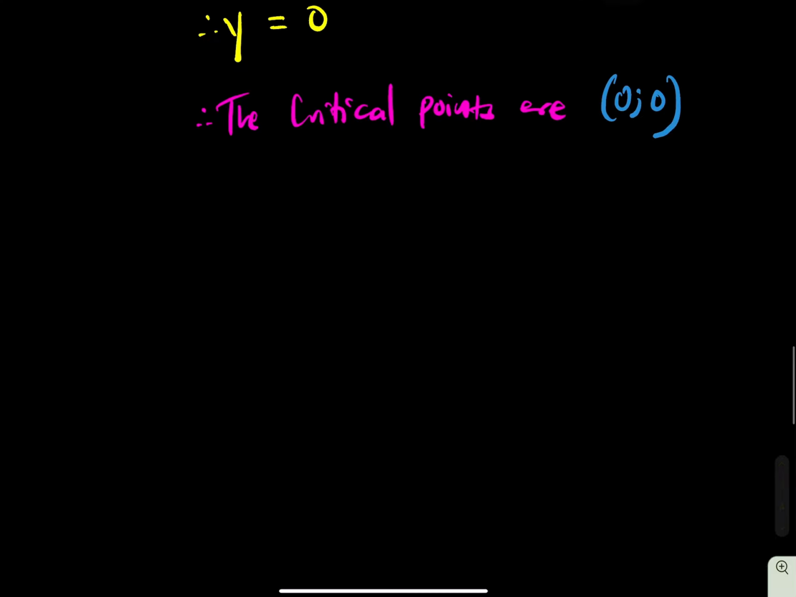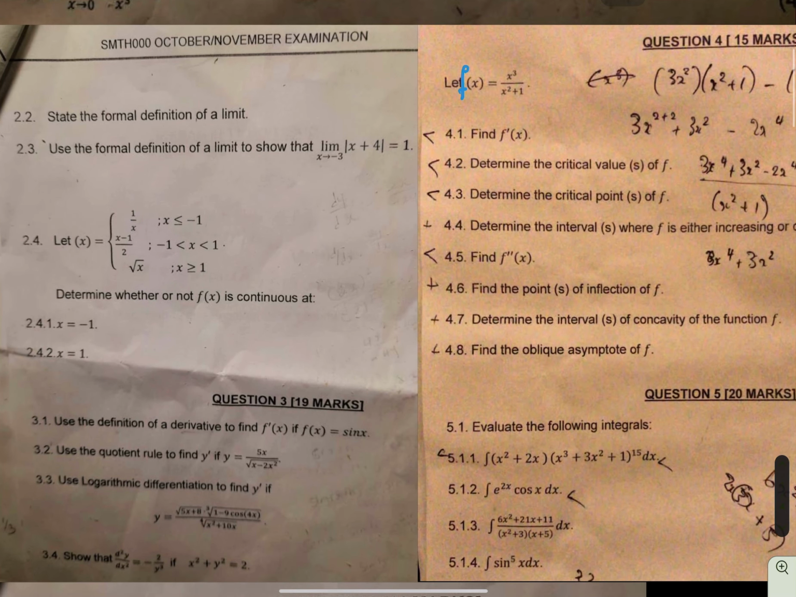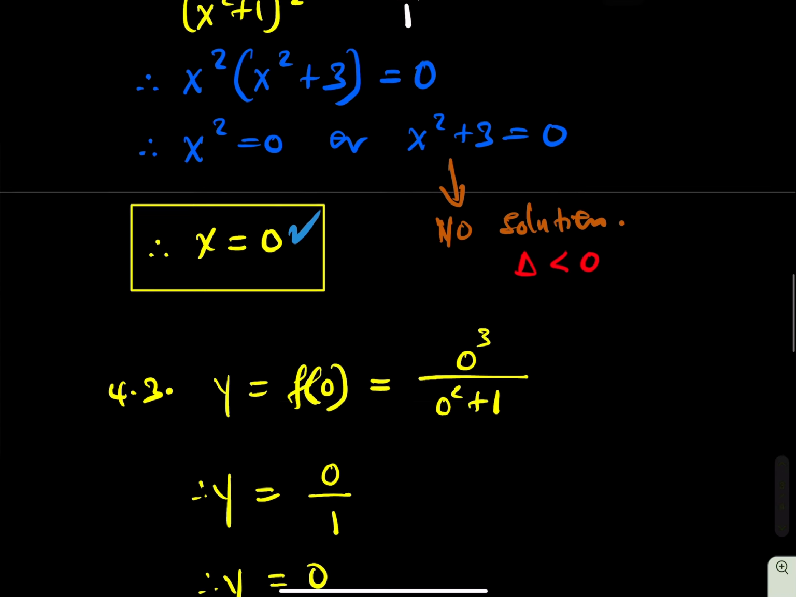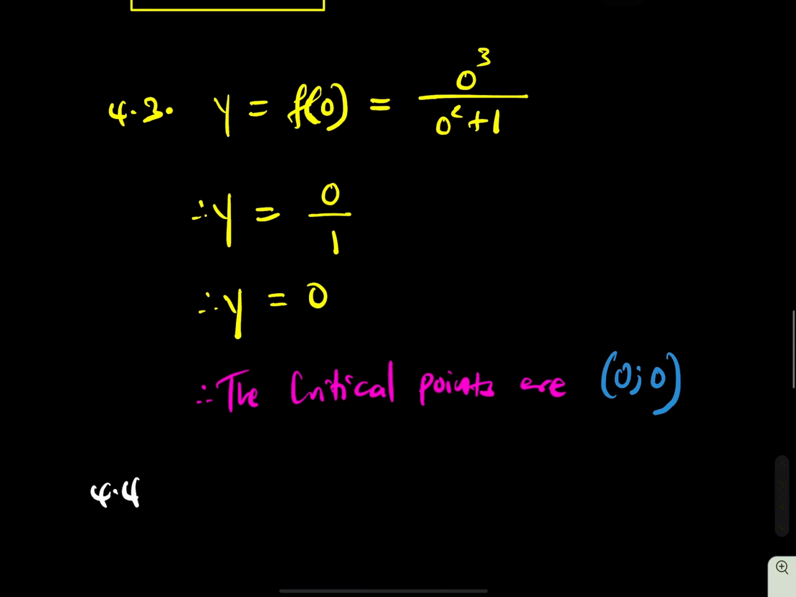Now the next question, what are they looking for here on the next question? Let me scroll up there and really check what they are looking for. 4.4, determine the intervals where f is either increasing or decreasing. So you want to check the intervals where f is either increasing or decreasing. So think about it. I'm going to say 4.4. We are from 4.3.